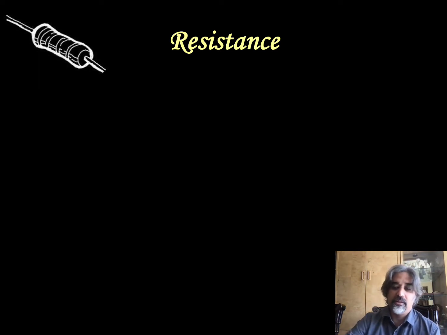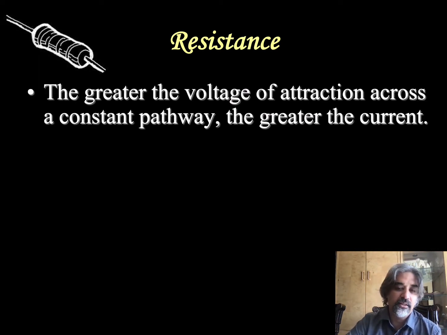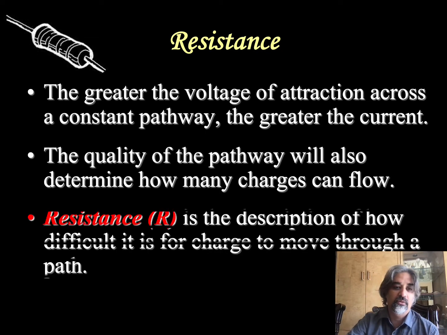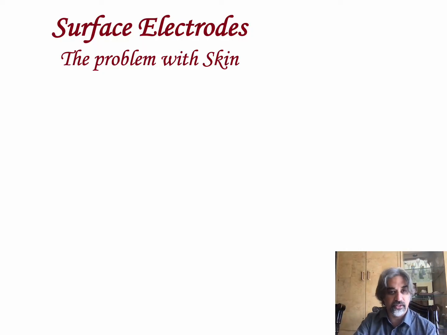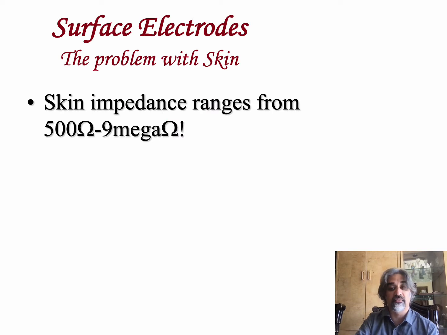So we already talked about resistance and how current will flow if there's a higher voltage and less resistance. By the way, we talked about how impedance is resistance when describing varying voltages, and in the body, it's all varying voltages. So when dealing with surface electrodes, the problem with skin is that it's a giant resistor. Skin reduces the amplitude of potentials under investigation when surface electrodes are used, and the impedance of skin ranges from 500 to 9 mega ohms.